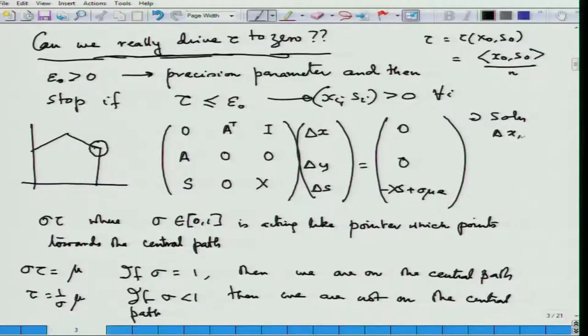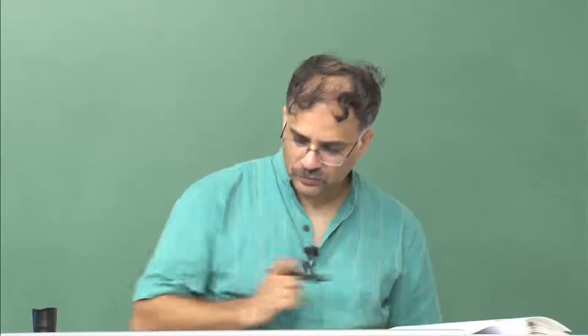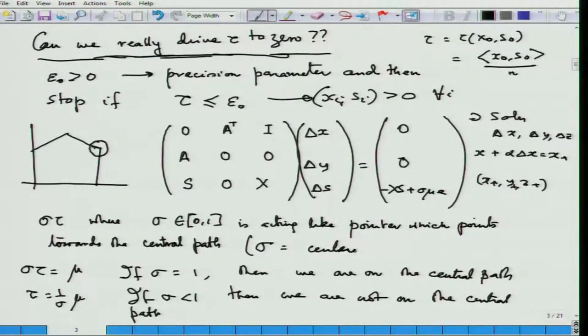So, from any solution delta x, delta y and delta s, you can create a new solution by adding delta x to x k, delta y to y k, delta s to s k, by putting in certain controls. For example, you take x plus alpha delta x as the new point. These points are pointing in the direction of the Newton solution, in the direction of the central path. So, sigma is also called the centering parameter. It is trying to force the points to go towards the central path and keep them near the central path.